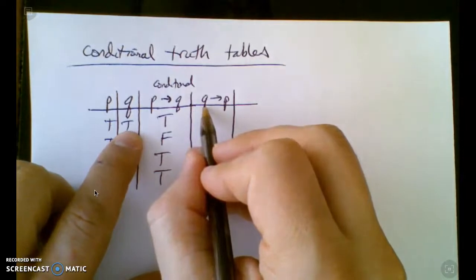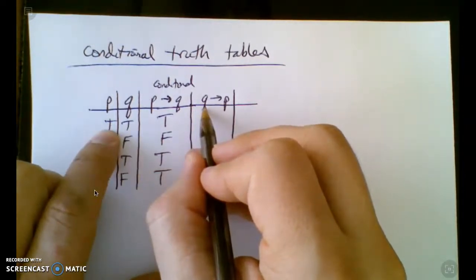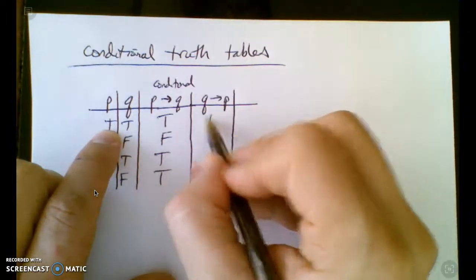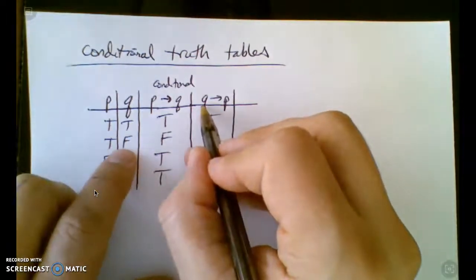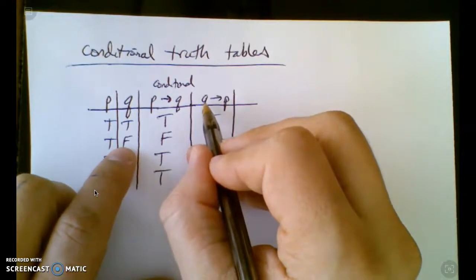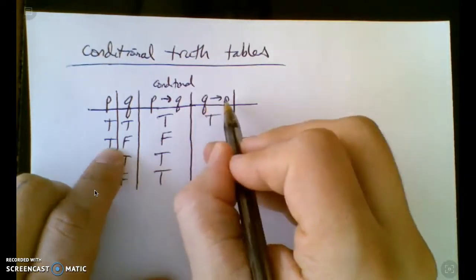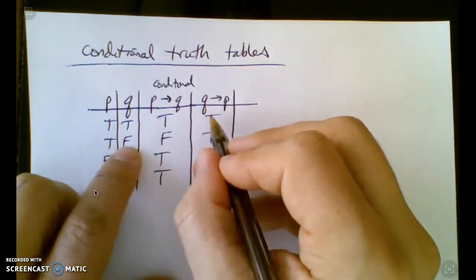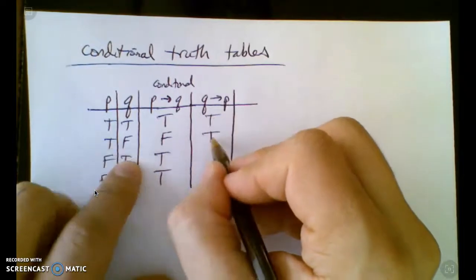So if my if is true and my then is false, or is true, then it's still true. Here's a weird one. If the Q is false, it doesn't matter if the P was true or not. My contract is still good. So if false, then true is still true.